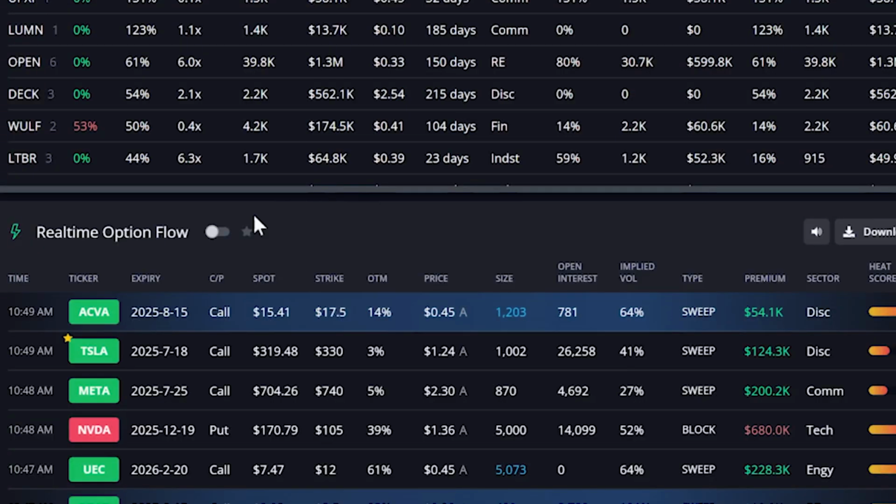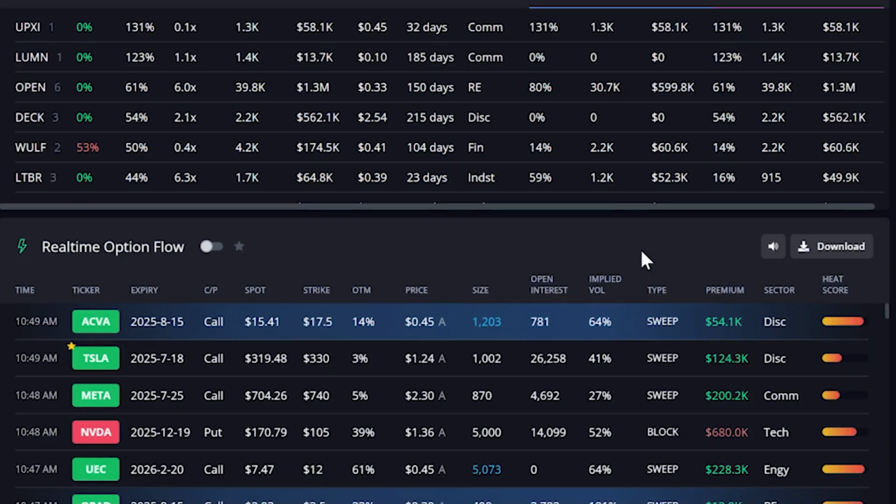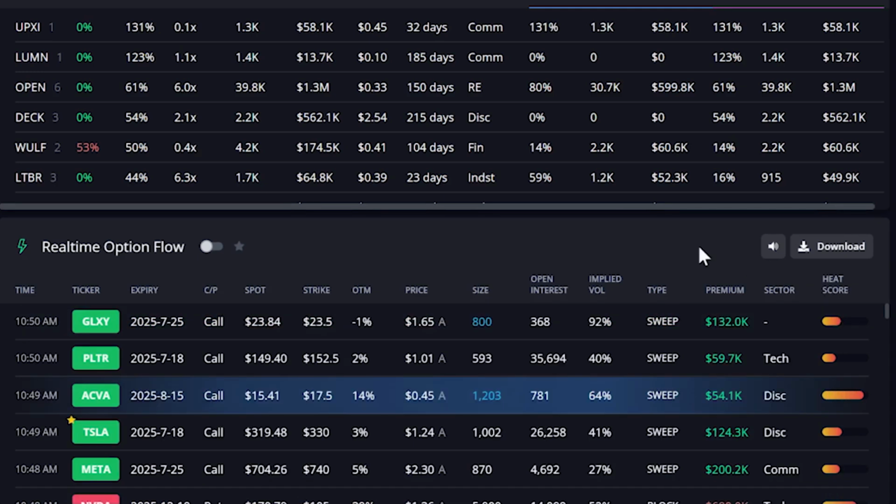The other feed here is the real-time option flow feed, and this highlights all options contract purchases with a premium over $10,000. This is where the main option flow feed is, where you're looking at everything that's happening in the market across tickers. What's nice is Insider Finance offers this heat score to give you an indication of whether a particular options order that's showing up here is really worth your attention.